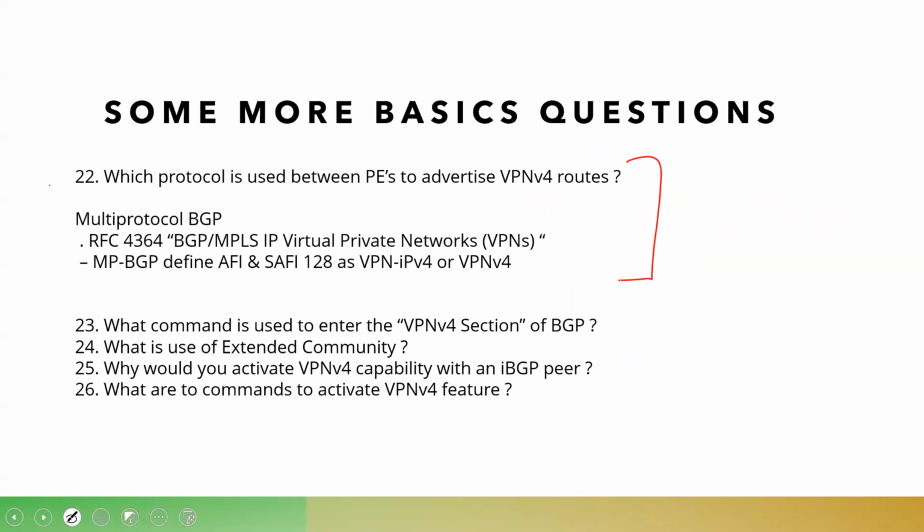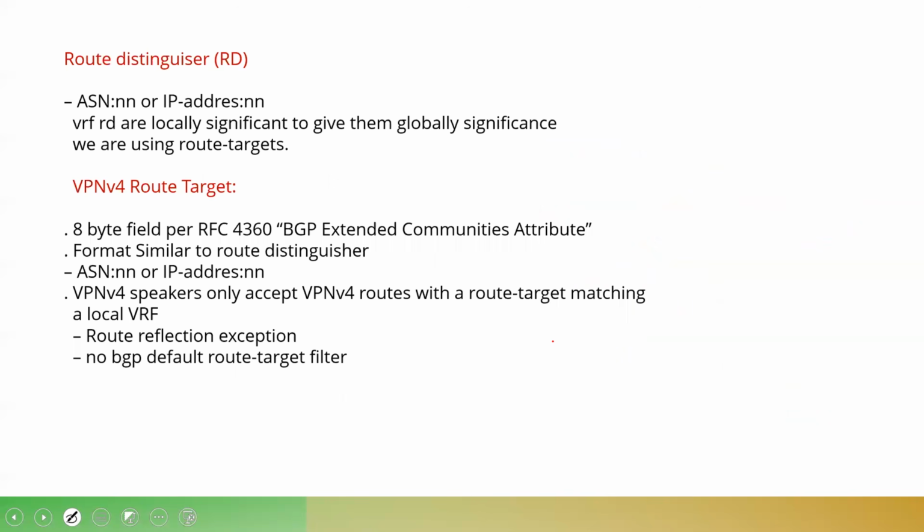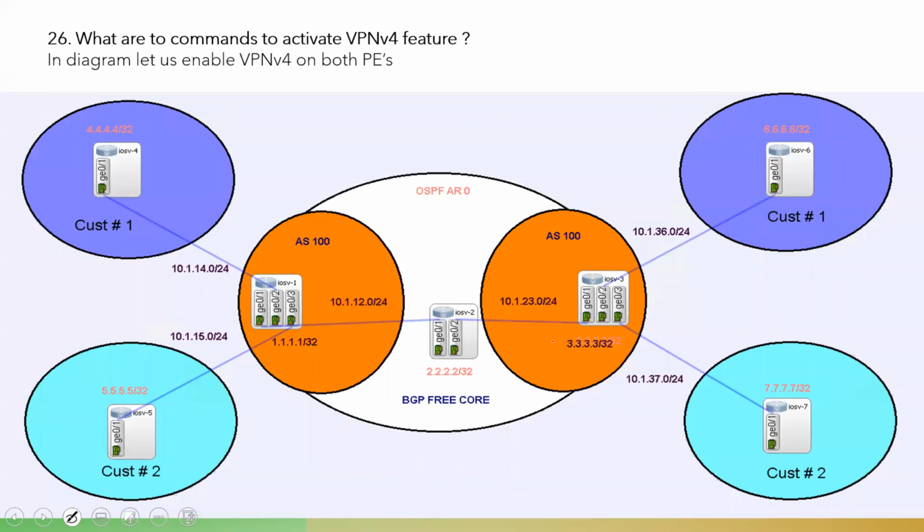Now question number 23 is connected with 22, that what are the commands? So I'm going to show you the command, and let me quickly show you the diagram first. So here you can see this is our lab diagram where you have the PE, the provider edge, and in between these provider edge, we are going to run the BGP. The address family should be VPN v4, and how we are going to enable.